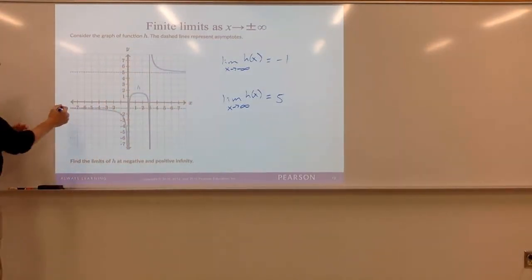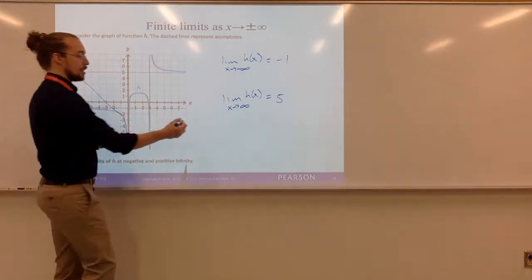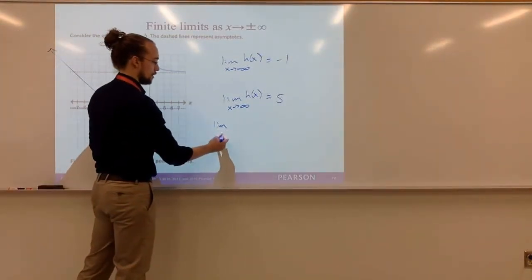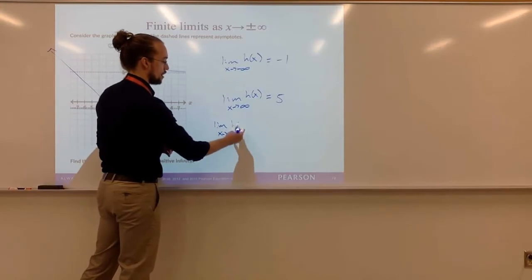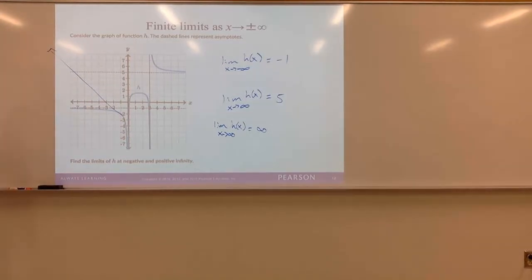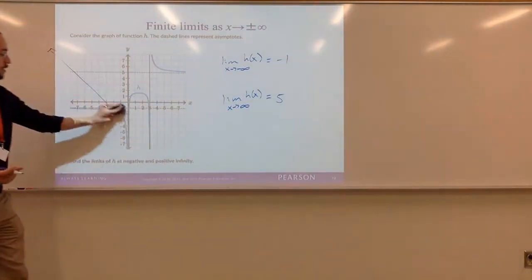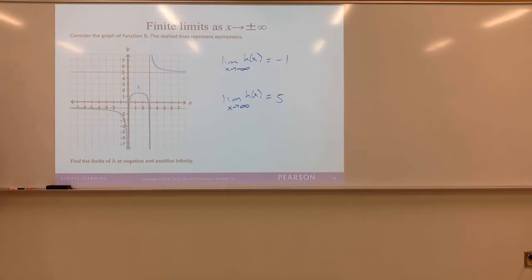Now, like I said, if there wasn't an asymptote here and this piece of the function just went like this, we would just say the limit as x approaches infinity of h of x is equal to positive infinity, like that. So if there isn't an asymptote, and it just keeps going up forever or down forever, we can use positive and negative infinity as answers. Any questions on that idea graphically?